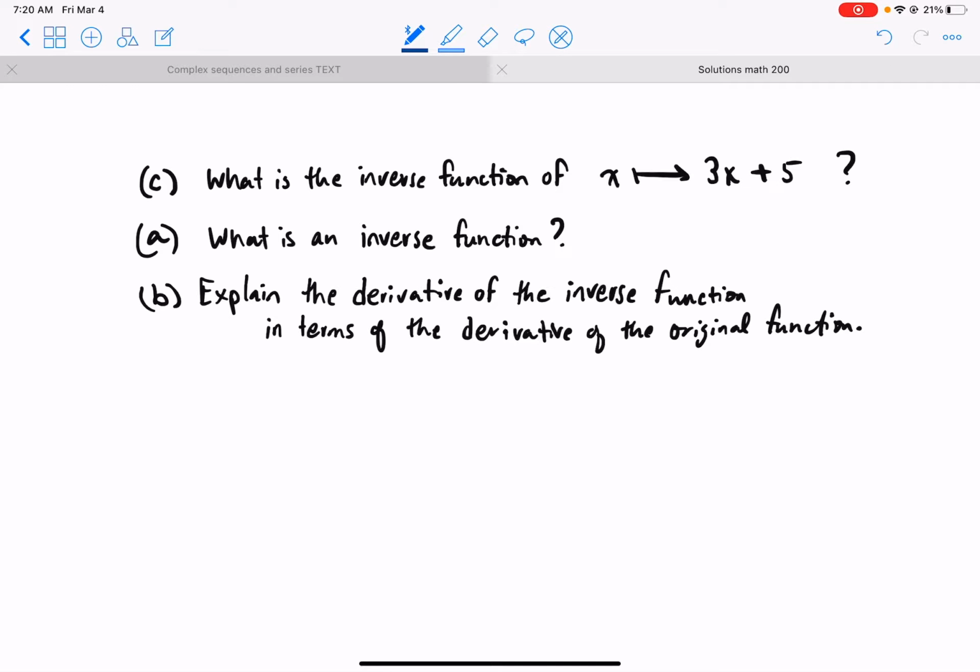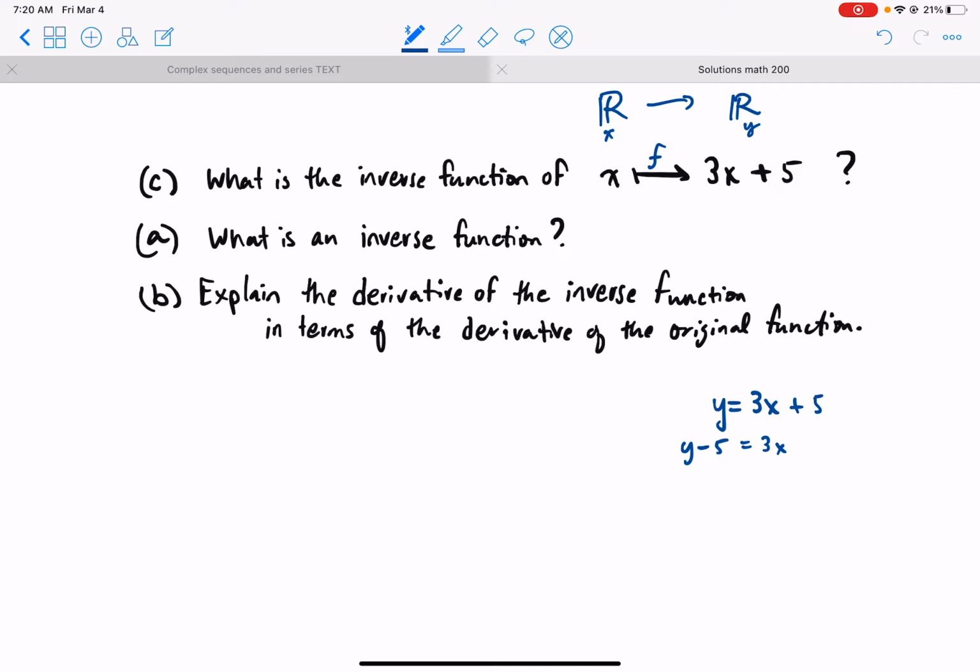Okay, hi everybody. So what is the inverse function of this function? Well, let's give it a name, f. I guess I'm thinking of it as a function from R to R. We could call this copy of R by x and this copy of R by y. Then the output coordinate is equal to 3 times the input coordinate plus 5.